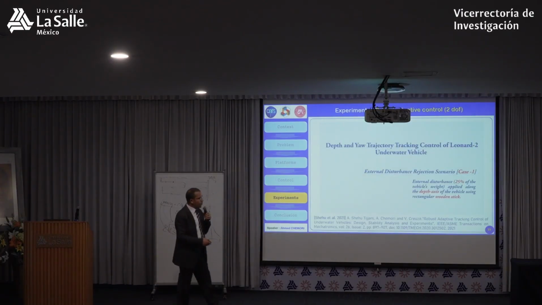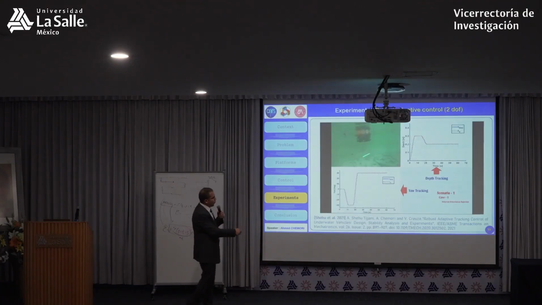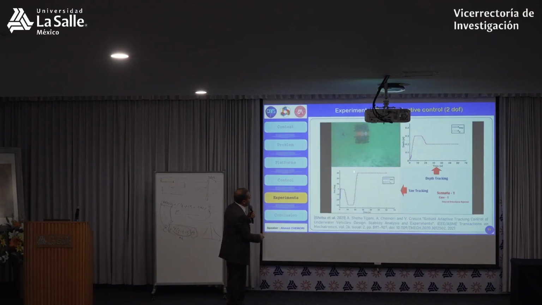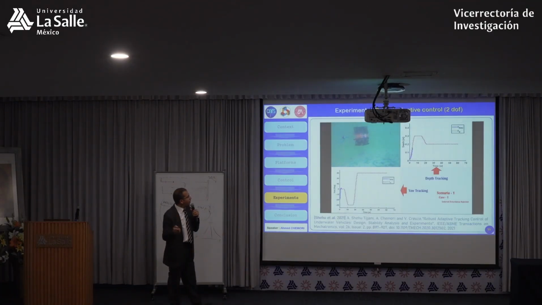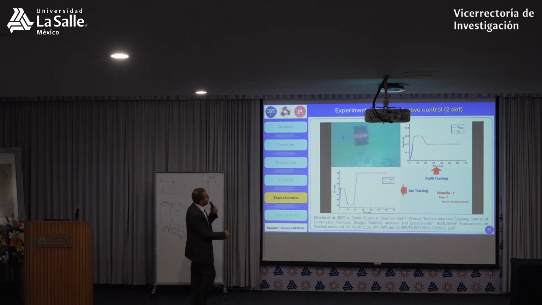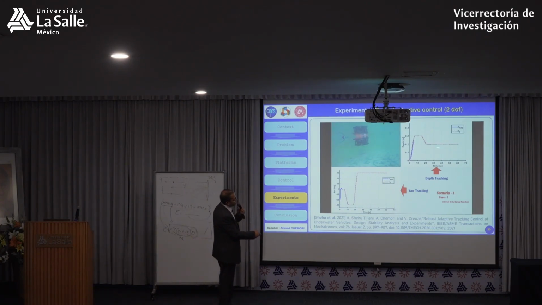And also the same, we tested in the pool, 2 degrees of freedom, the depth and the U. We try to follow the reference trajectories. And here we will demonstrate the effect of external disturbances. Look, here we start. We follow this trajectory in red for the depth, and this one for the U, and look at the performance of the tracking for both.